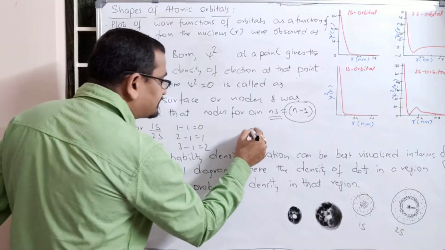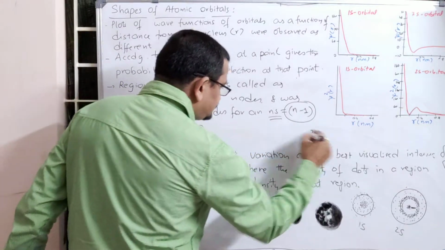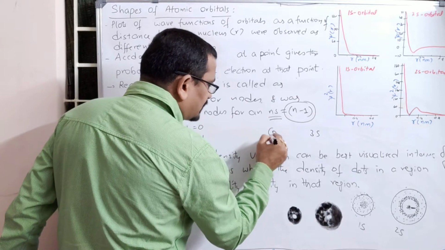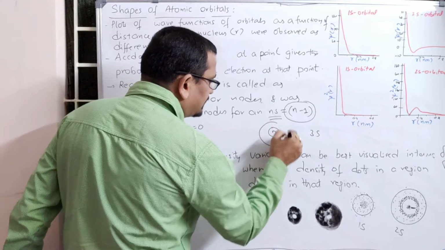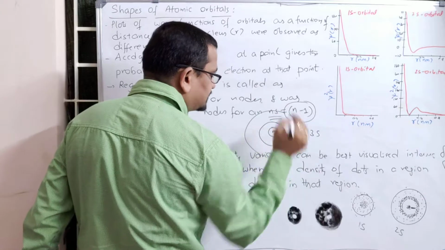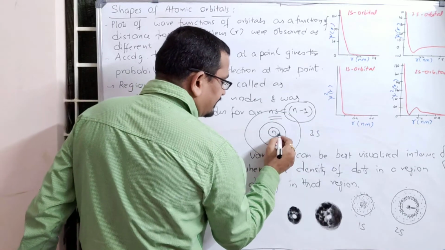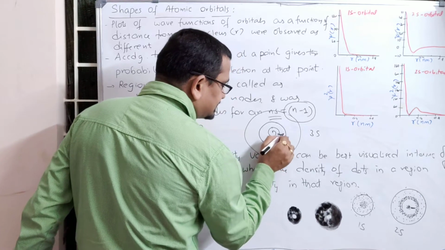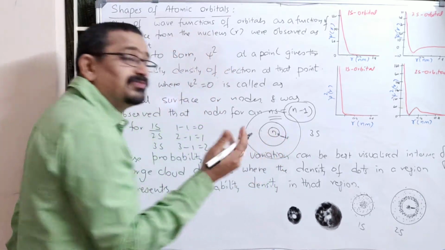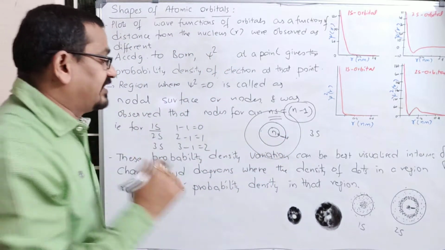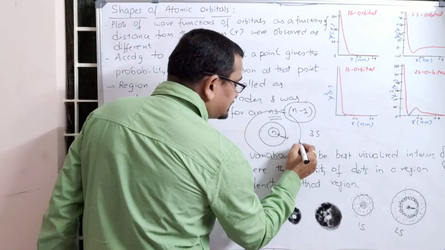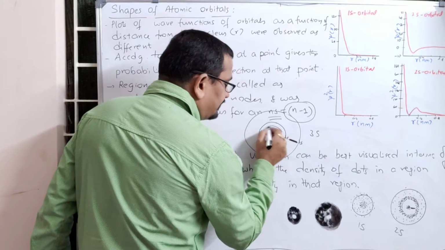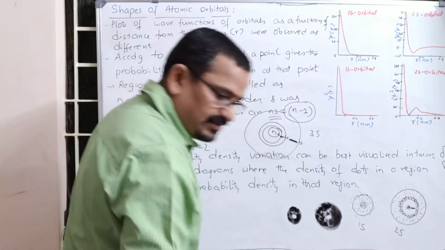Like that, if you notice for a 3s, this is the nucleus. The first probability region is this one, the second probability region is this one, and the third probability region is this one. Between the first and second probability distances, there is one nodal region. See, this is empty space, indicating zero probability of finding an electron. Similarly, between the second and third, another zero probability distance can be noticed.